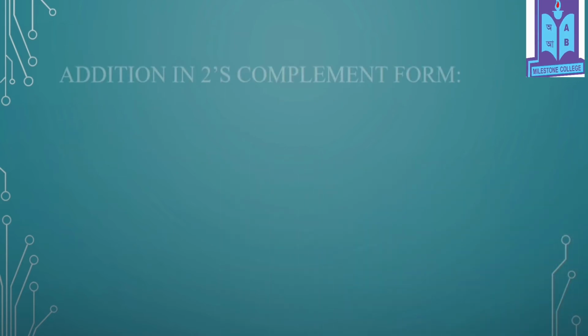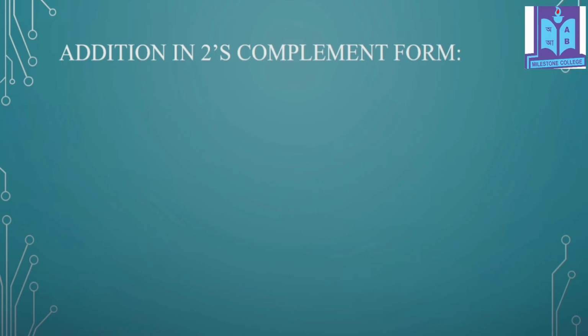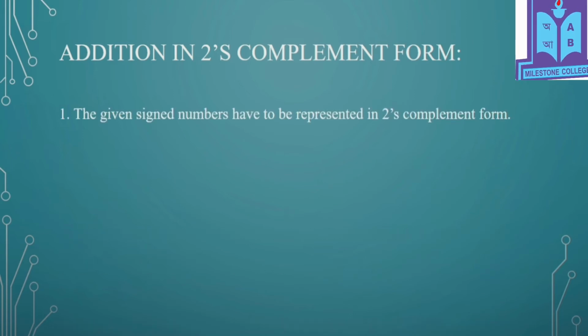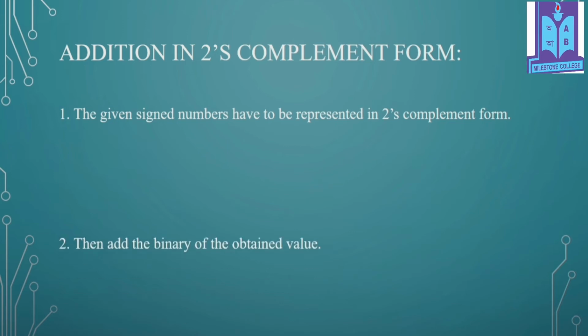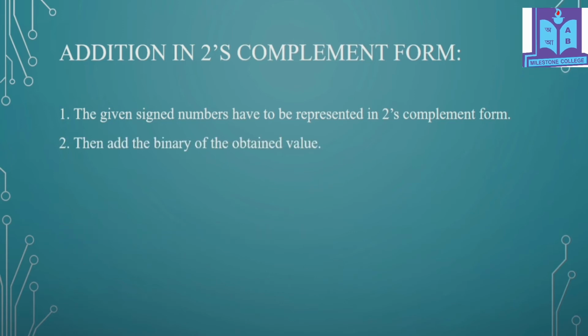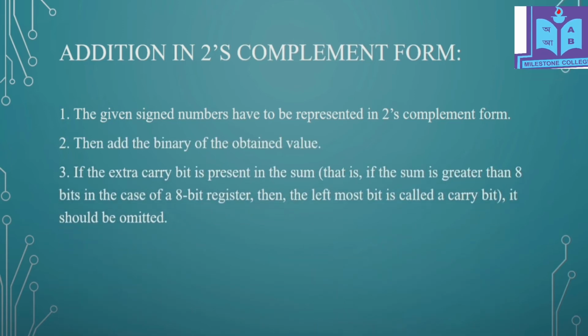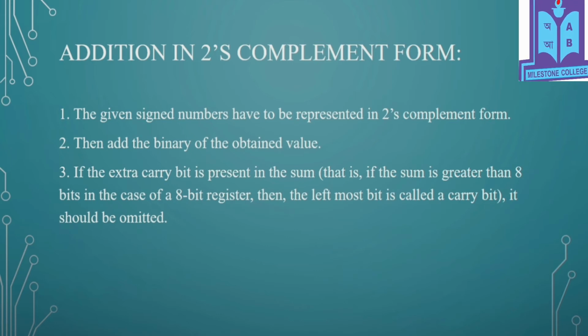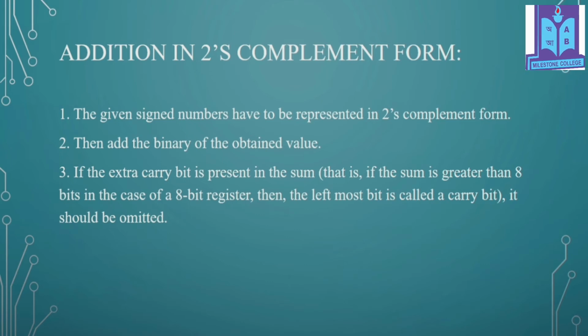Addition in 2's complement form. How do we perform addition in 2's complement form? The given signed numbers have to be represented in 2's complemented form. Then add the binary numbers of the obtained values. If an extra carry bit is present in the sum, that is, if the sum is greater than 8 bits in the case of an 8-bit register, then the leftmost bit is called the carry bit. That means it's an extra bit or overflow bit.